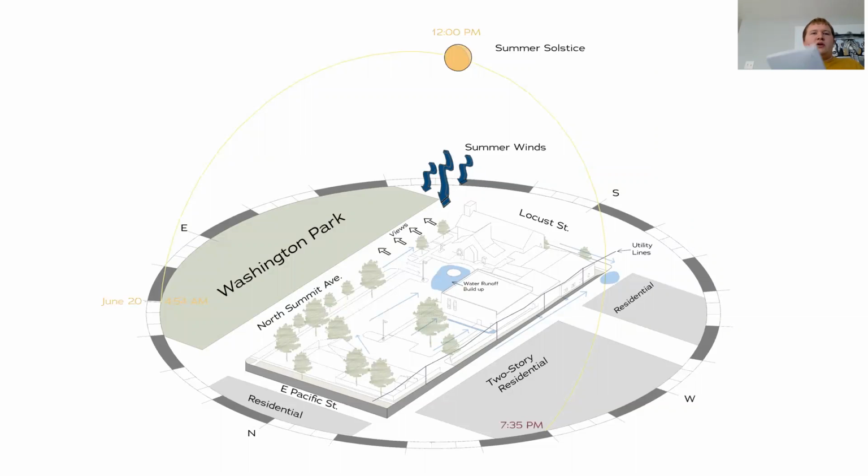Also, the utility lines come from the alley to the west of the site.